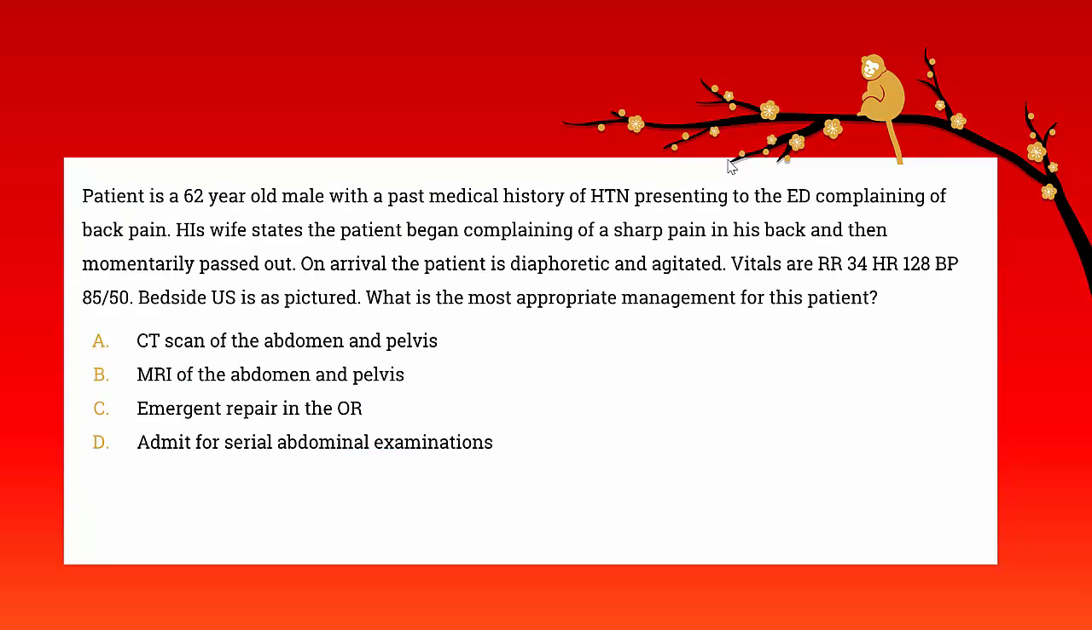Finally, we have a patient who is a 62-year-old male with a past medical history of hypertension presenting to the emergency department complaining of back pain. His wife states that the patient began complaining of sharp pain in his back and then momentarily passed out. On arrival, the patient is diaphoretic and agitated. His vital signs are a respiratory rate of 34, a heart rate of 128, and a blood pressure of 85/50. Bedside ultrasound is as pictured. What is the most appropriate management for this patient?